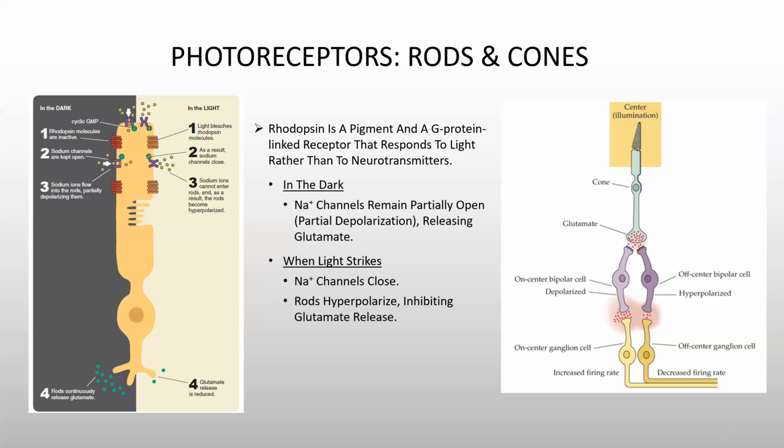Okay? On the right-hand side, if it's an off-center bipolar cell, okay, then it's going to cause it to hyperpolarize. There'll be less glutamate released to the off-center ganglion cell, and so a decreased firing rate. And we'll talk a little bit more about those on-center, off-center, and complex bipolar cells in just a minute.